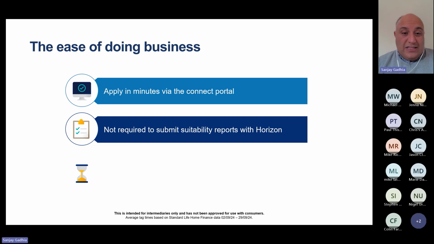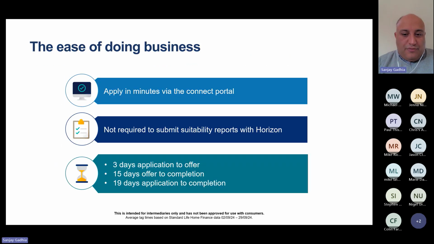So how can you transact with us? If you're not already registered, please visit our website, standardlifeinfinance.co.uk, and register via our portal Connect. We have no requirement for you to submit any of your suitability reports when you are recommending our Horizon lifetime mortgage plans.